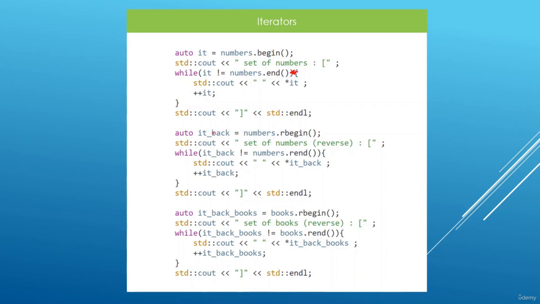But we can also use reverse iterators. We see rbegin and rend here, and we can also print our books in reverse order. You can see that right here. I am just trying to give you as many examples as I can to really drive these things home.